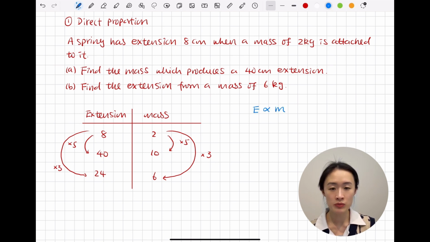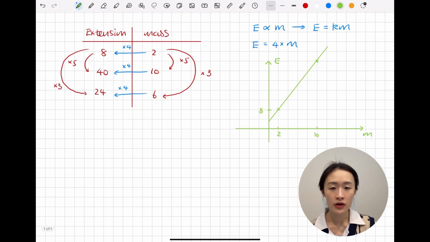We are using this symbol here. Now let's look at the relationship between the mass and extension. If I multiply mass by 4, I will be able to work out extension from there. So that tells us E is 4 lots of M. So if we were to plot the points, we can see that it will give us a linear relationship. It's going to be a straight line. Now the sketch here isn't accurate because this line needed to go through (0, 0).